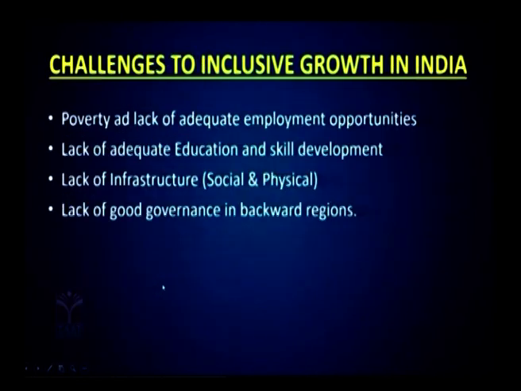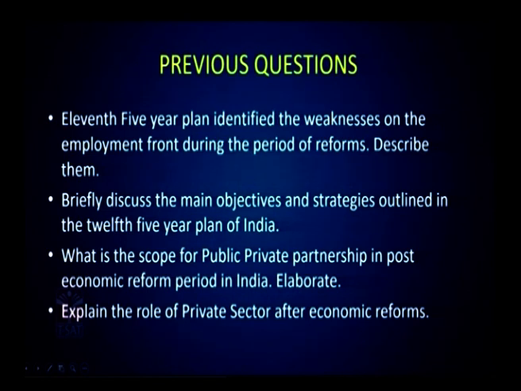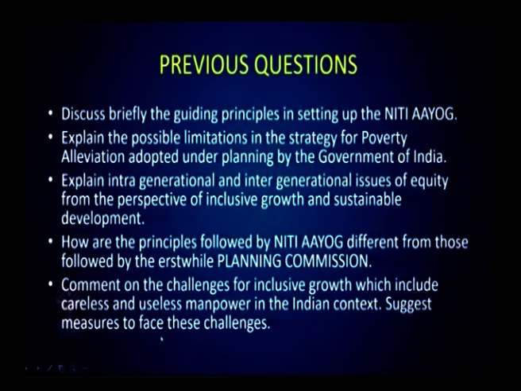Then coming to the previous questions, what were the previous questions that were asked? The 11th 5-year plan identified the weaknesses on the employment front during the period of reforms, describe them. Briefly discuss the main objectives and strategies outlined in the 12th 5-year plan of India. What is the scope for public-private partnership in the post-economic reform period in India? Explain the role of the private sector after economic reforms. Discuss briefly the guiding principles in setting up Niti Aayog. Possible limitations in the strategy for poverty alleviation adopted under planning by the Government of India.